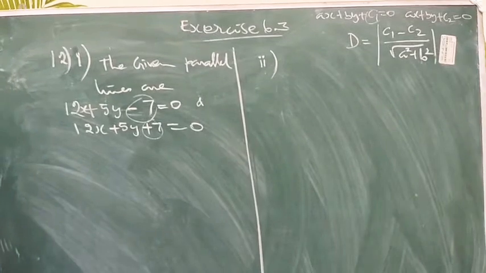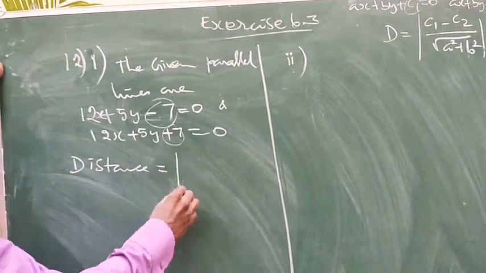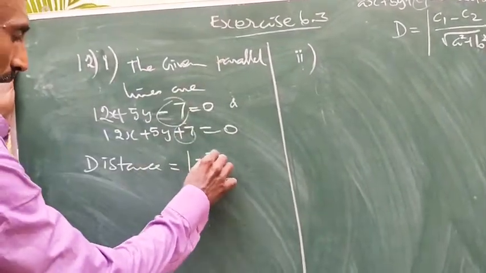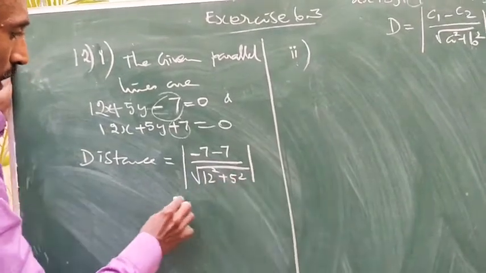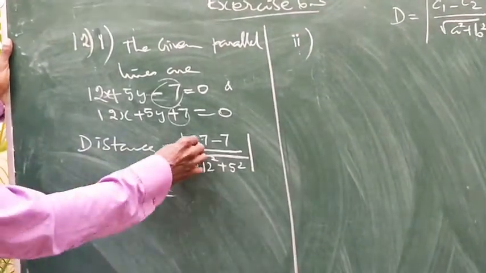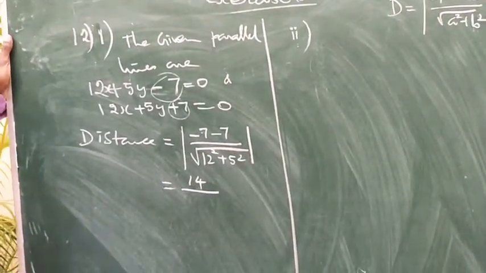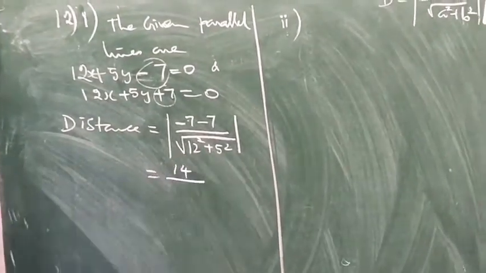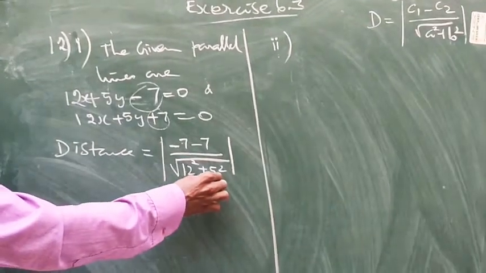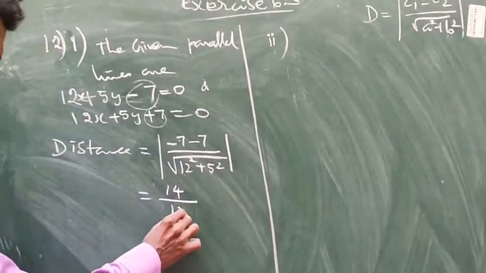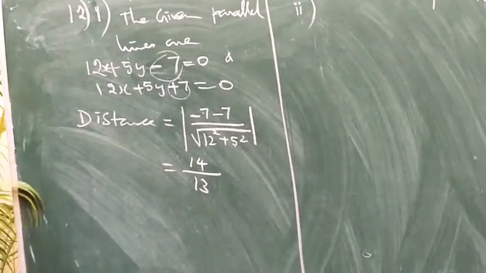So the distance equals modulus of, using that formula, -7 minus 7 by root of 12 square plus 5 square. So that is -14, but with the modulus we can write this as 14 by, what is that? Root of 169, since 12 square plus 5 square is 144 plus 25, root of 169, so that is 13. So the distance is 14 by 13 units.